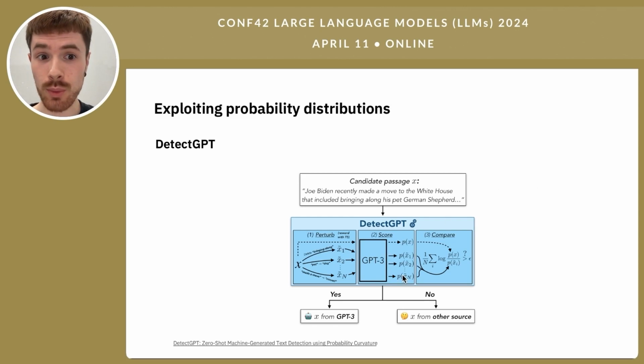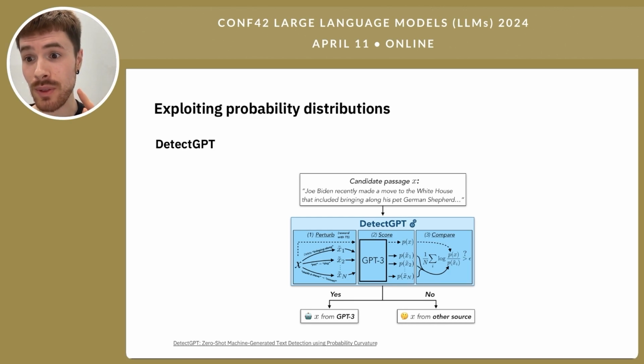So what we do is we take the scores of the original text and the rewritten text, and then we compare. The question here is, was the original text much more likely to be my text compared to the rewritten version?